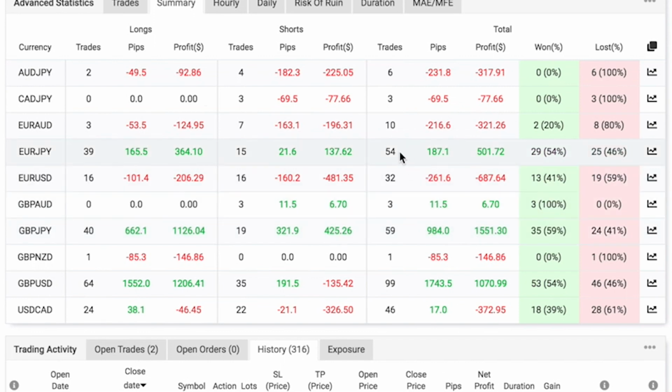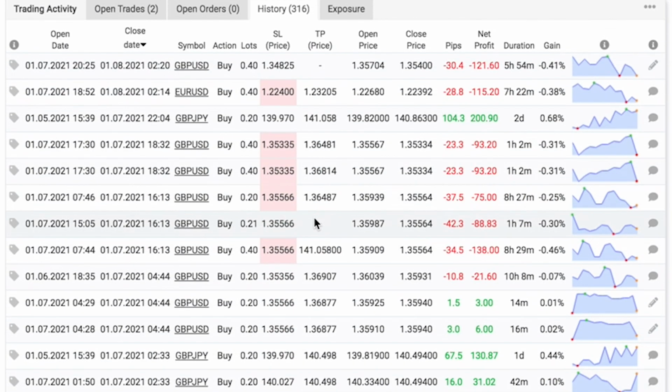Also here we see good numbers, 54 positions opened on the euro-yen, he gained $500 on this one. Let's also have a look at the negative side though, because we mentioned that. So we can see 32 negative positions on the euro-dollar, he lost 260 pips, resulting in minus $687. Also what we can mention here, 10 trades on the Euro Aussie. He lost 216 pips, resulting in $321 lost. And also here, 6 positions opened on the Aussie yen. He lost roughly $300.